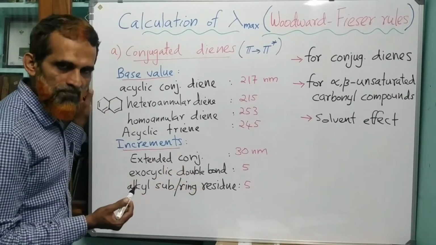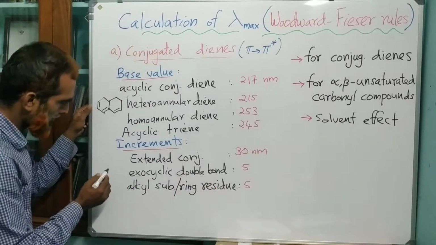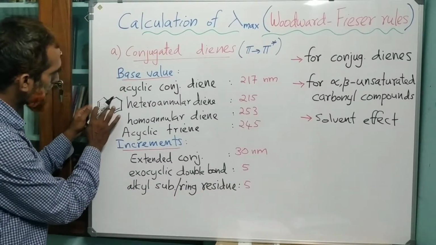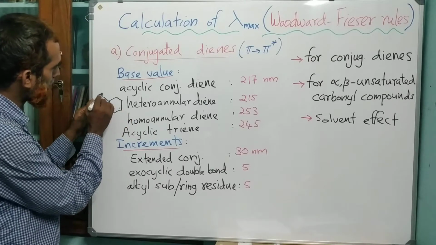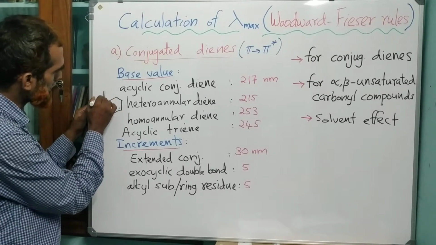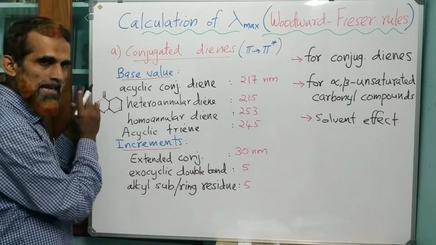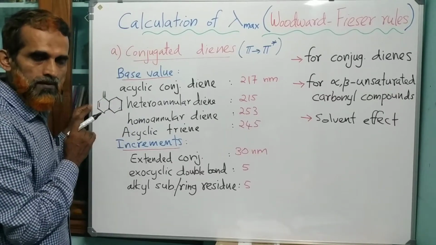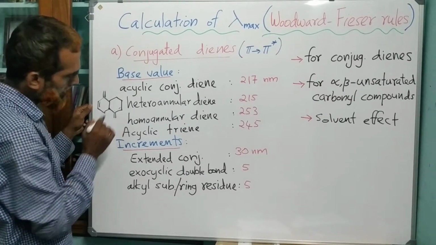Exocyclic double bond, if it is there, we should add 5 nanometer. What is an exocyclic double bond? Suppose there is a double bond coming like this here. This is called exocyclic double bond. A double bond comes exo to the ring. Like this, or it comes like this.